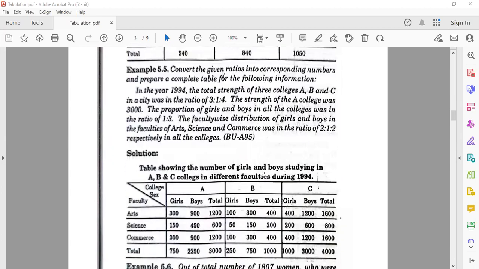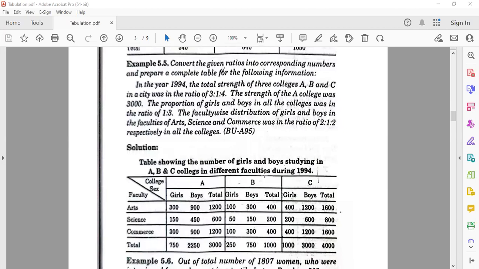Now we take a little bit bigger problem. Example 5.5: convert the given ratio into corresponding numbers and prepare a complete table for the following information. In the year 1994, the total strength of three colleges, College A, B, and C in the city, was in the ratio of 3 is to 1 is to 4. The total strength of college A was 3,000. The proportion of girls and boys in all the colleges was in the ratio of 1 is to 3. The faculty distribution of girls and boys in the faculties of arts, commerce, and science were in the ratio of 2 is to 1 is to 2, respectively, in all the colleges.